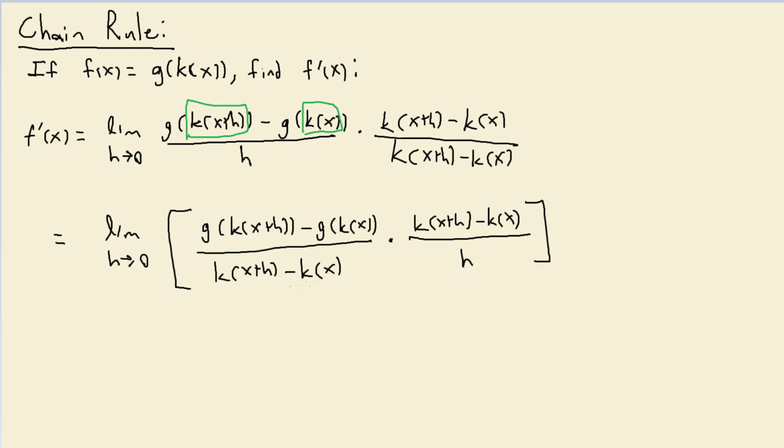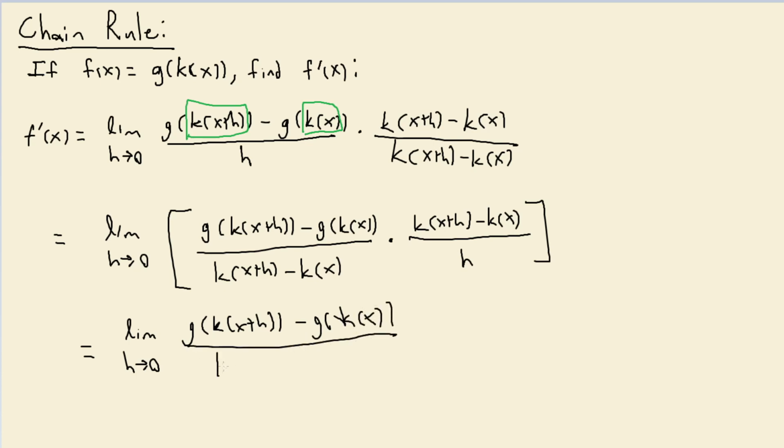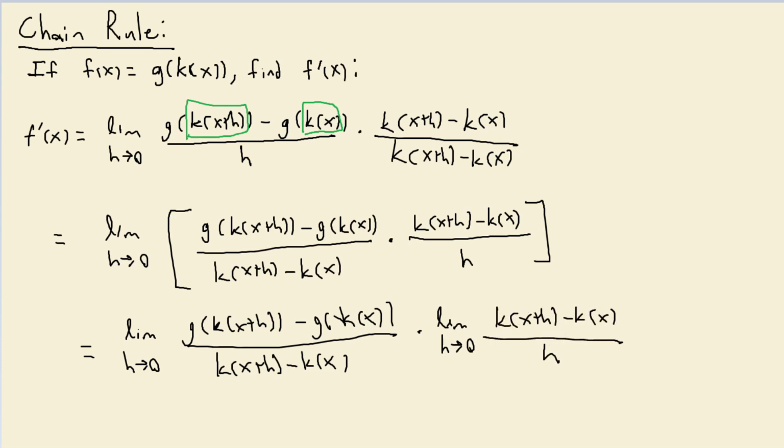And we saw in my video on limit properties, I went ahead and proved this, but the limit of two products is going to be equal to the product of those limits. And so I can basically distribute this limit. I can say that this is equal to the limit as h approaches 0 of g of k of x plus h minus g of k of x, all of this over k of x plus h minus k of x, multiplied by the limit as h approaches 0 of k of x plus h minus k of x, all of that over h.